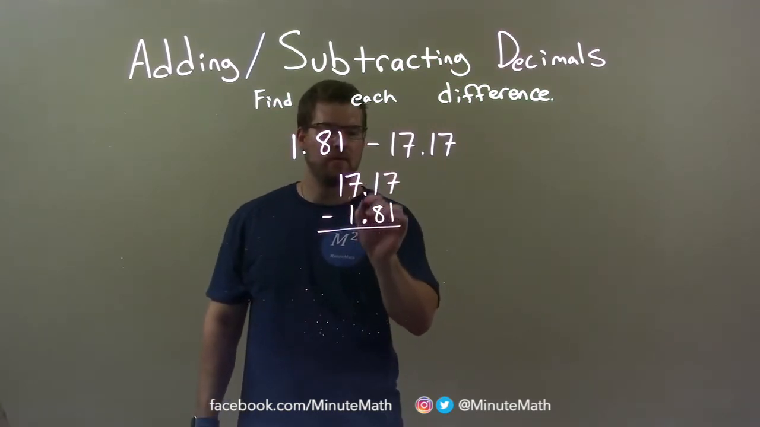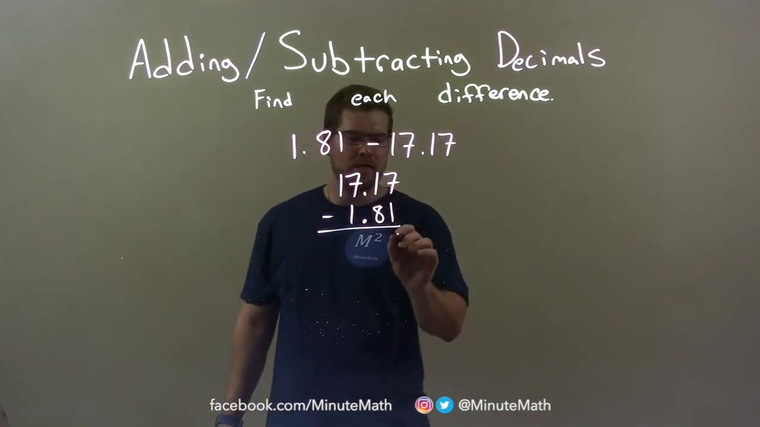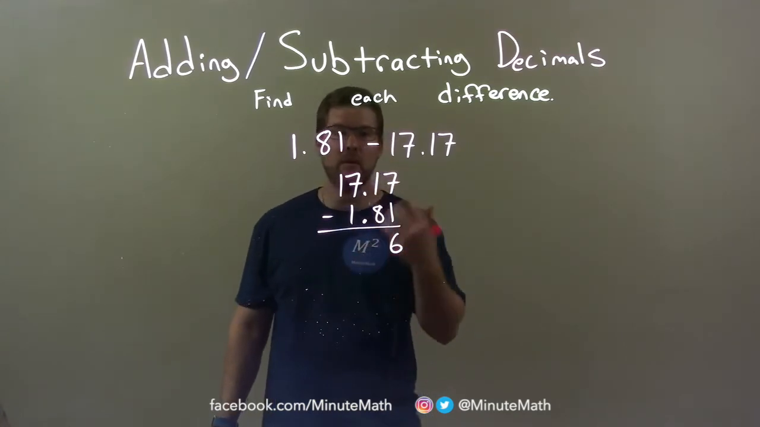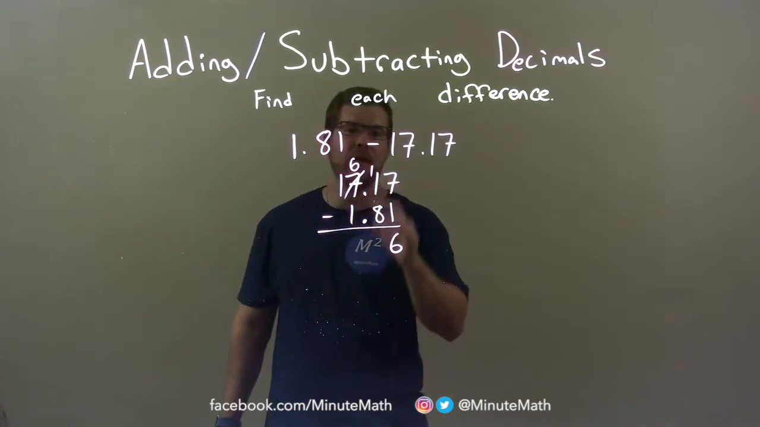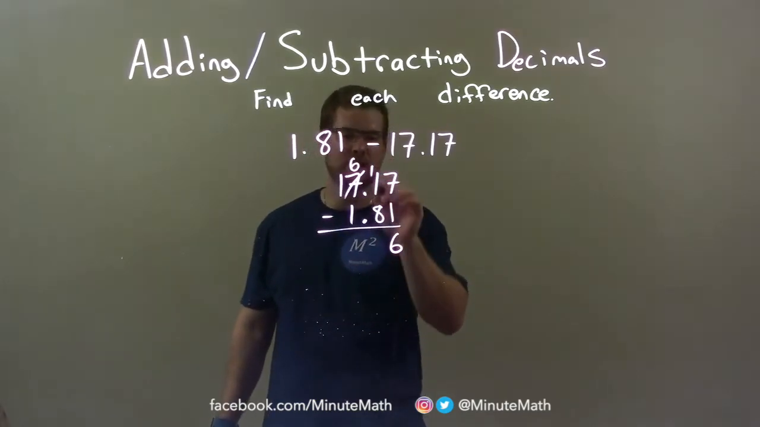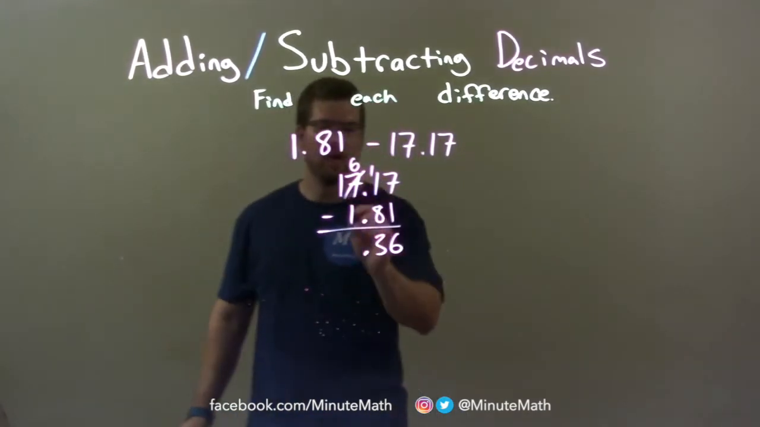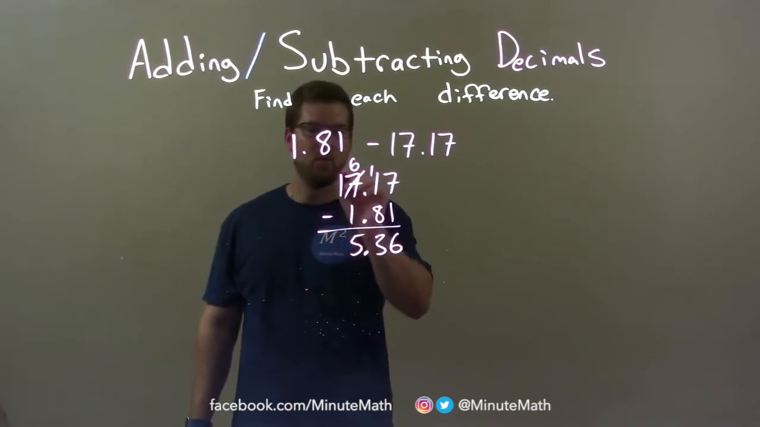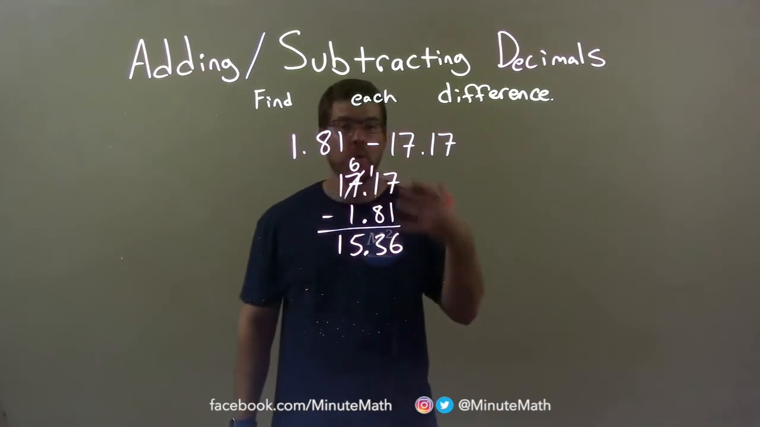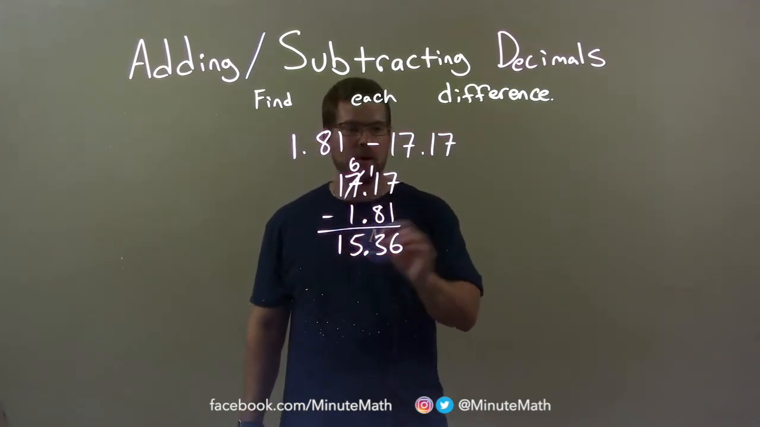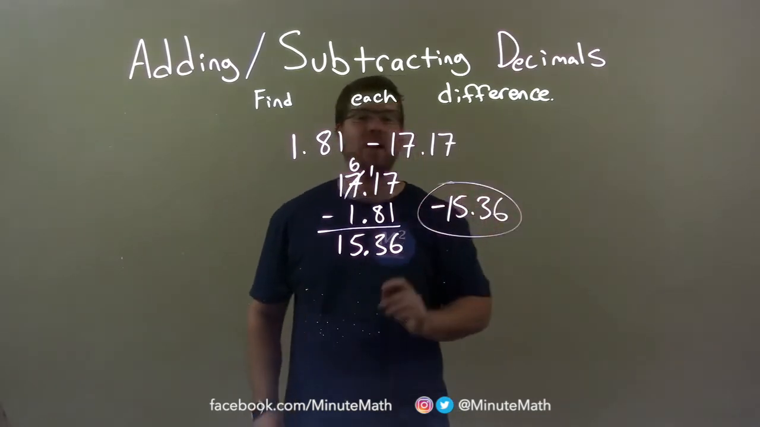Now we make sure we line up the decimal point. That's very important. And our digits. 7 minus 1 is a 6. 1 minus 8 I can't do, but I need to borrow from the 7. So I make that a 6 and put 10 there. So 10 plus 1 is 11, so we have 11 here. 11 minus 8 comes out to be 3. Don't forget that decimal place. 6 minus 1 is going to be a 5. 1 minus nothing, it's just 1. So we have 15.36. Be careful, we're not done. We have to put that negative on there like we said. So we have negative 15.36, and there we have our final answer.